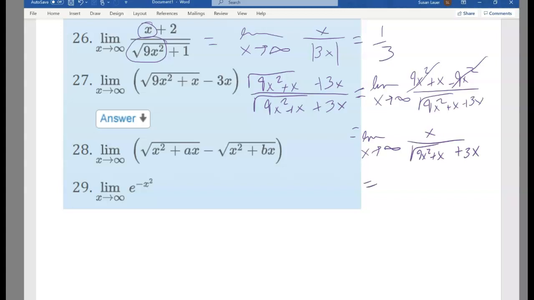Now, if I take just the highest powers, this will be the limit as x goes to infinity of x over the absolute value of 3x, because I want the square root of 9x squared, plus 3x. So now these are the same size. So basically all the x's cancel, and I'm left with 1 over 3 plus 3, which gives me 1/6.